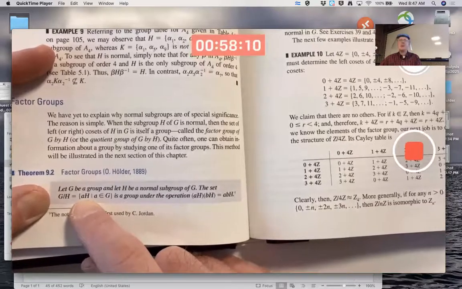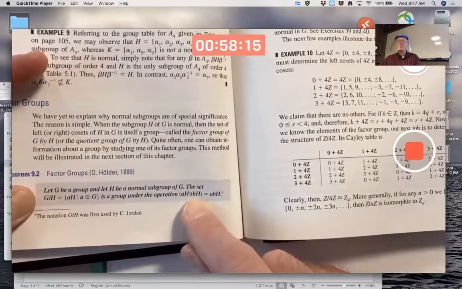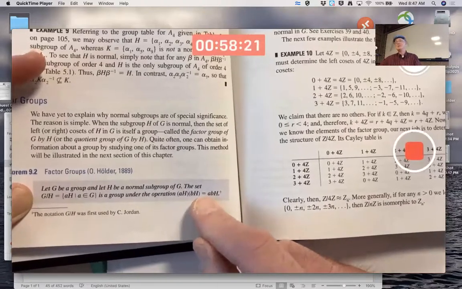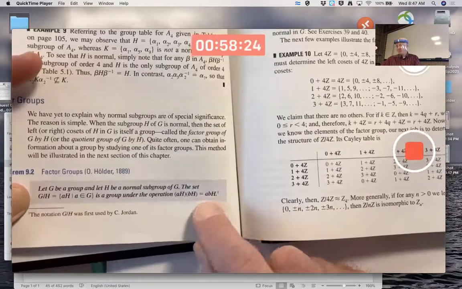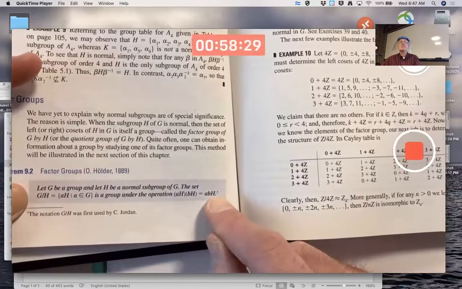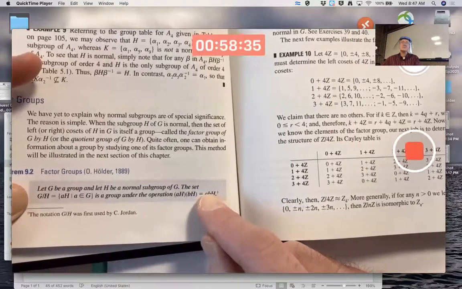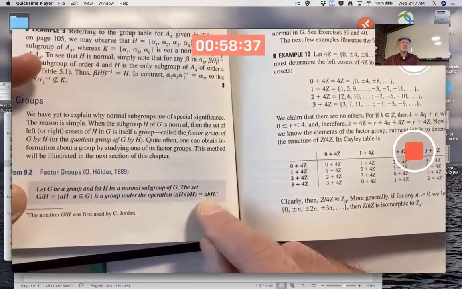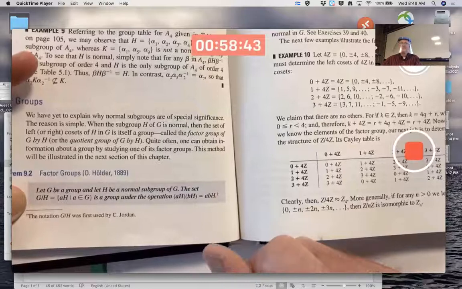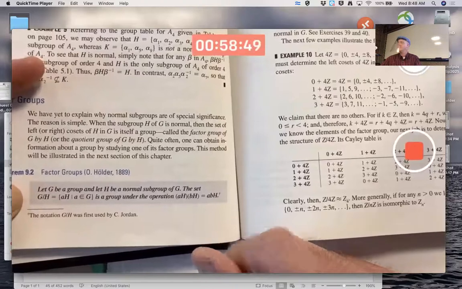Under what? What's the operation? Under this operation: to multiply these two left cosets, the left coset of H in G containing A times the left coset of H in G containing B, multiply the representatives to get this new coset, the left coset of H in G containing A times B. That's the operation, and that's how you do computations in factor groups. Multiply the representatives. Question? Is there a reason it's just the left coset? Just because you have to pick one, you can do it with right cosets as well. Thanks for asking.